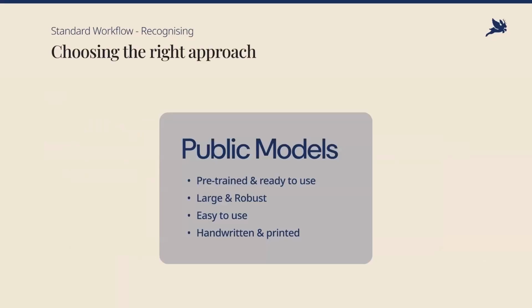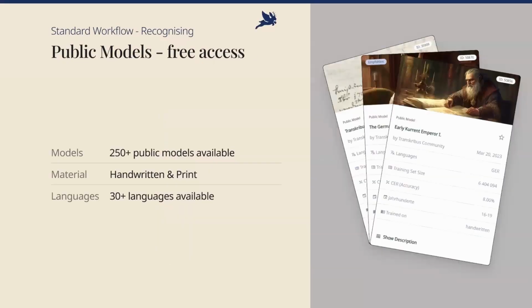Existing AI models are public models that are pre-trained and ready to use. They were pre-trained by Transkribus and are ready to use for the users. They are quite large and robust language models, therefore also easy to use because they are pre-trained. And we have different models for handwritten and for printed text. With the public models that are freely accessible with the free plan as well, we have over 250 public models available. I think actually I had a look today and it's already over 300 public models that are available. They are available for handwritten as well as printed materials and in over 30 languages.